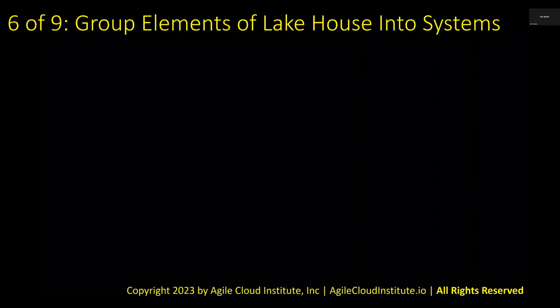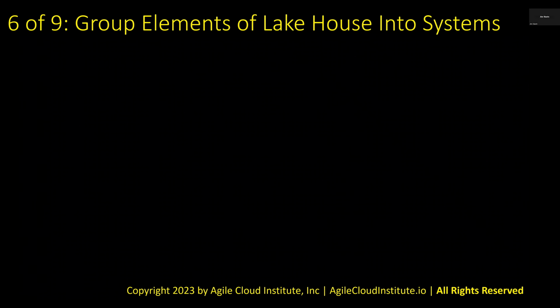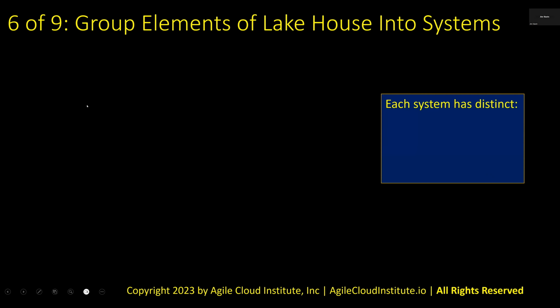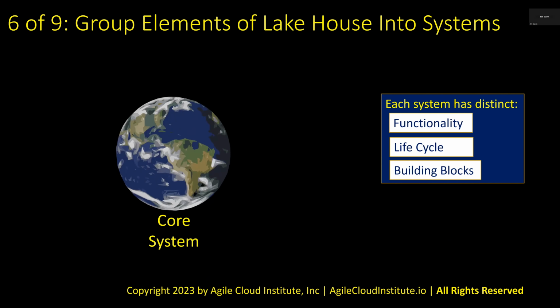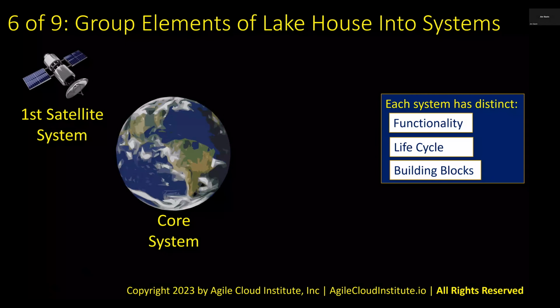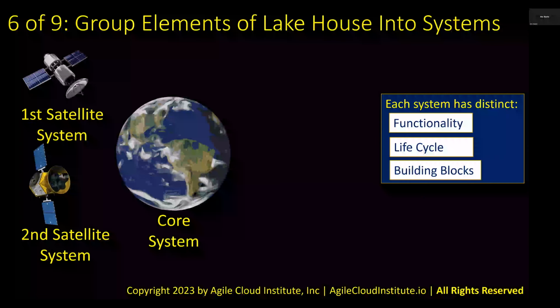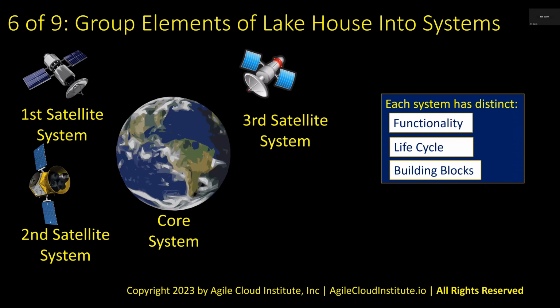A data lakehouse is complex enough that it can include several different systems. Each system in your data lakehouse can best be defined in a way that has clear functionality, life cycle, and building blocks. It can help to think of your data lake appliance as a core system with several satellite systems. The core system might include things that are shared by all the other systems. For example, your core system might include storage and IAM roles, among other things.